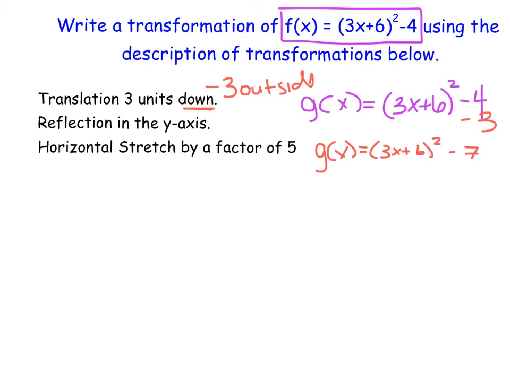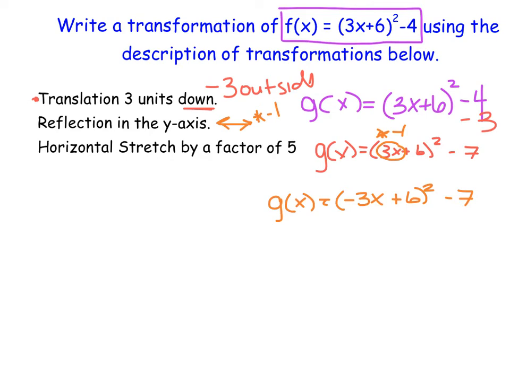So then from here I'm going to move on because I've taken care of that first transformation, and I'm now going to look at the reflection in the y-axis. And I know that reflecting over the y-axis is going to be a horizontal reflection, so I'm going to multiply the inside by a -1, and that's going to multiply this piece right here by a -1. So I multiply that by a -1, and I end up with g of x is equal to, in parentheses, -3x plus 6, the quantity squared, and minus 7 on the outside.